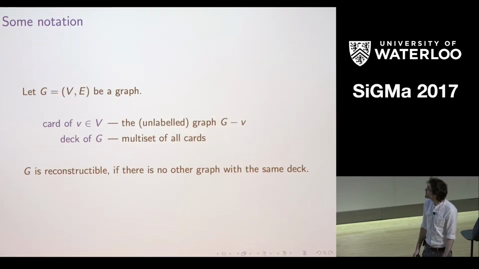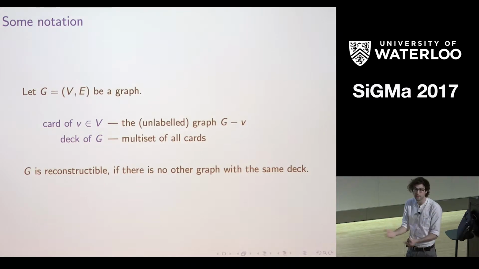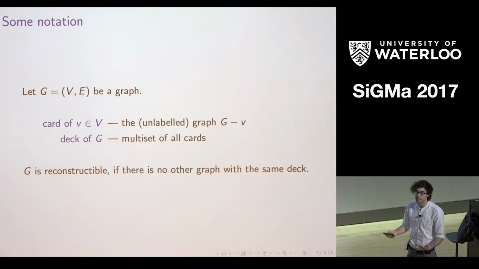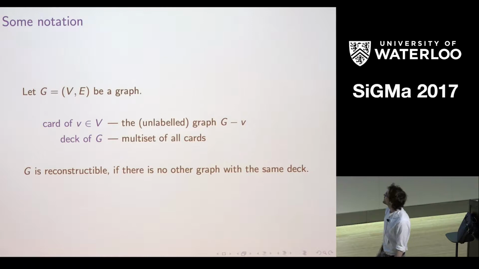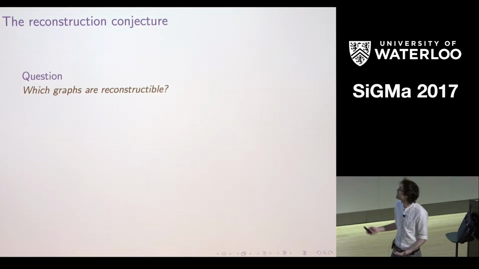Okay, so just some notation so that we're all on the same page. If we take a vertex V in a graph, the card of V is the graph we get when we delete it, the vertex-deleted subgraph. The deck of G is the multiset given by all the cards. We say a graph G is reconstructible if there is no other graph with the same deck. It's the unique graph that has its deck. A very natural question to ask, given these definitions, is, which graphs are reconstructible?